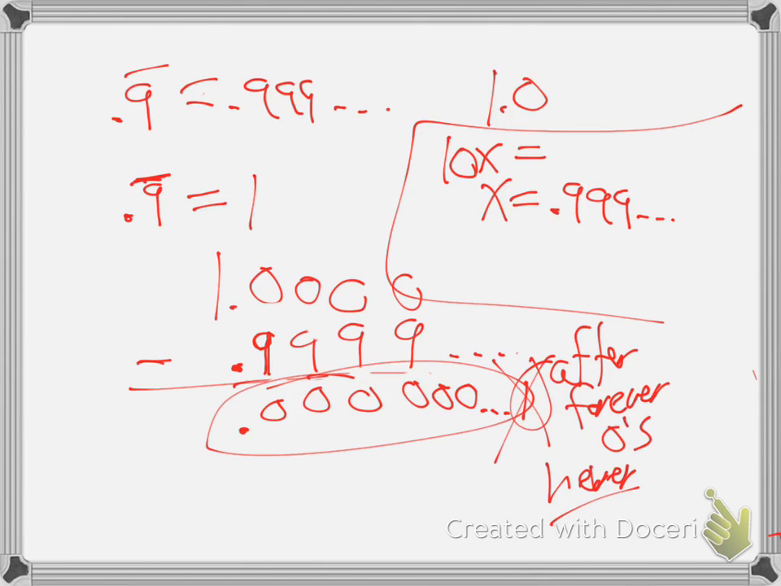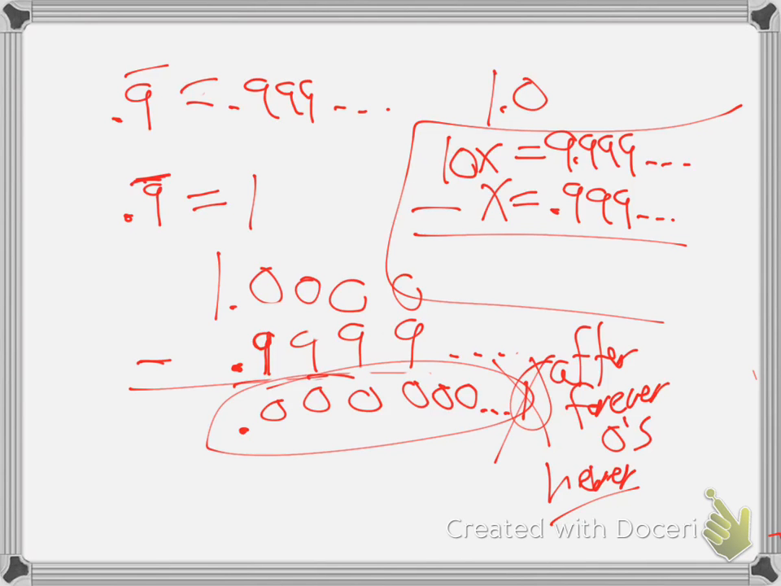And what's 10 times the right side? What's 10 times a decimal number? What happens? It moves one place, right? So won't it become 9.9's forever? Just moves the decimal one spot. Right? Now what if I subtract those? This is another way to prove to you that it's really 1.